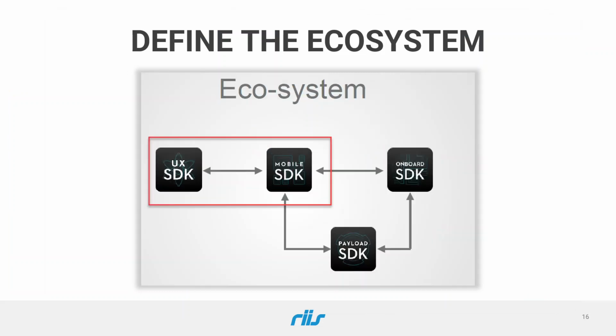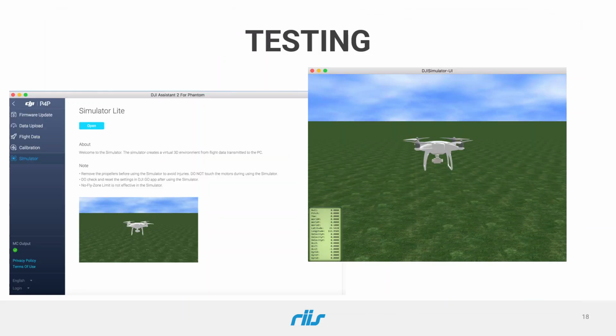UX SDK basically makes it look like it's the DJI app. Here is the simulator. So if you download the DJI system, there are different ones for different drones. This one's for a Phantom 4. So there's one for an M300. There's one for Mavics. So one of the best ways to test your drone is to use the DJI Assistant, which you can download from DJI.com.